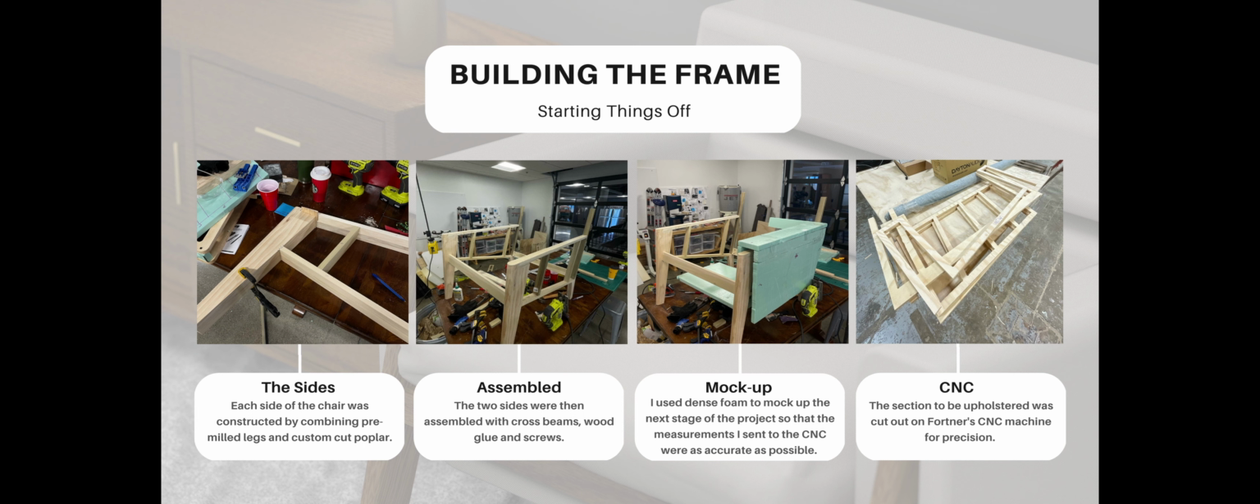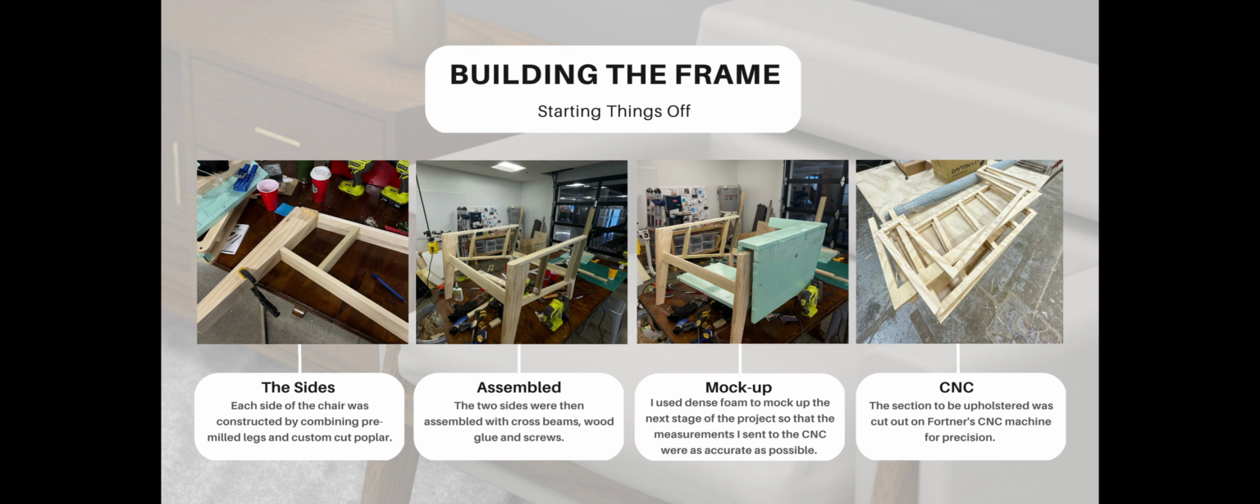So now that I had all of this in my head and somewhat in CAD and in a digital format, I needed to begin to construct it physically. First of all, I started with the sides of the hardwood frame. Each side was constructed with hardwood poplar, and it was custom cut. I attached it to some pre-milled legs and glued and screwed it all together. Once I constructed each of the two sides, I assembled them with cross beams and more wood glue and screws.